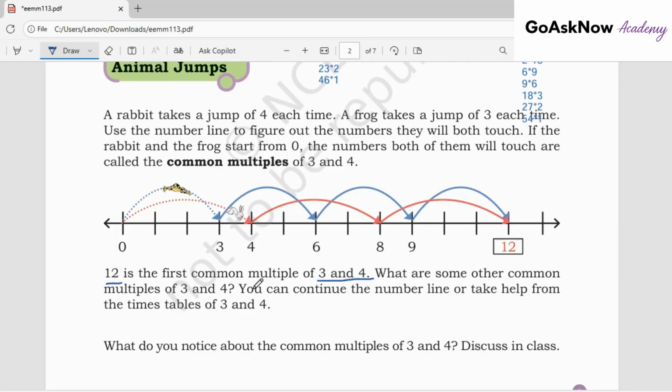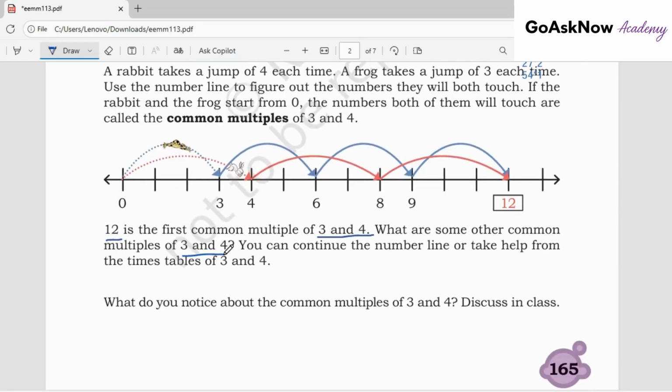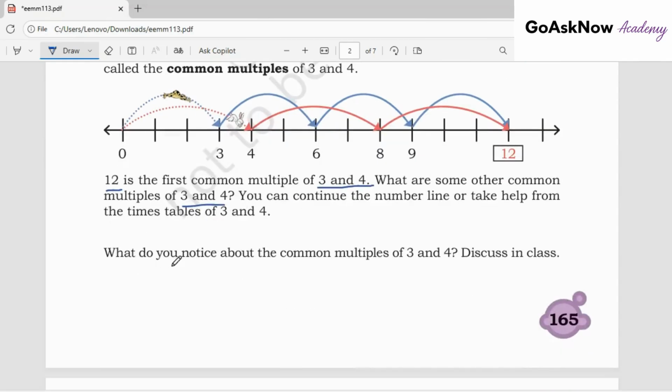What are the other common multiples of 3 and 4? You can continue the number line or take help from the times tables of 3 and 4. What do you notice about the common multiples of 3 and 4? Discuss in class. Let us discuss this one.